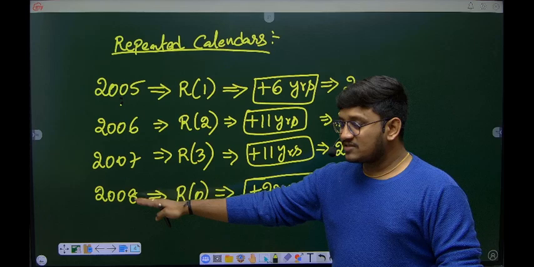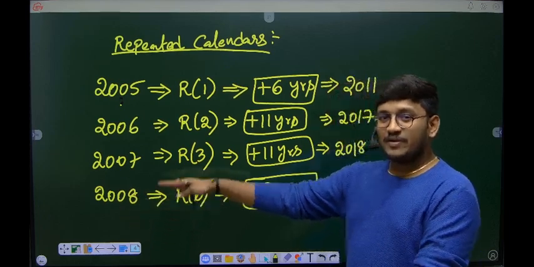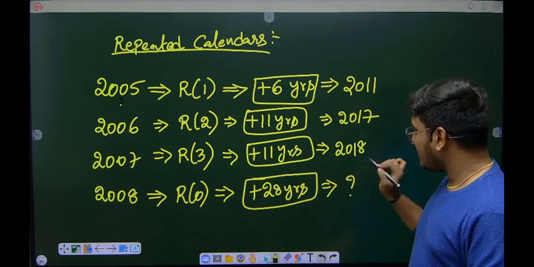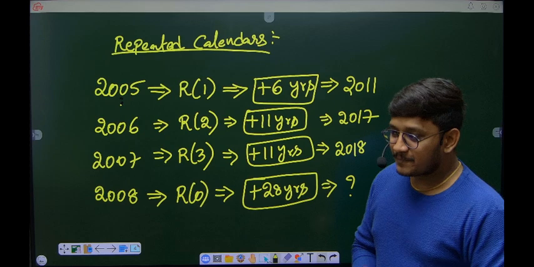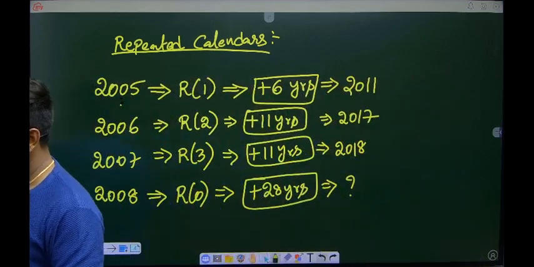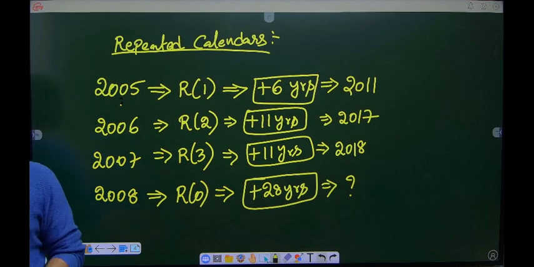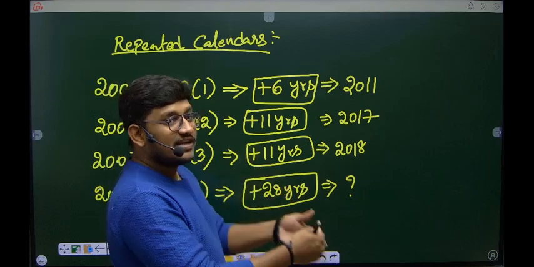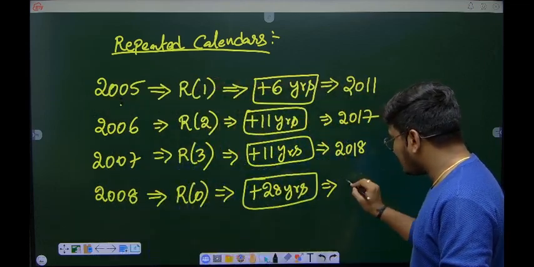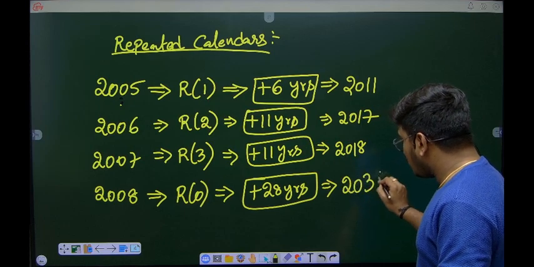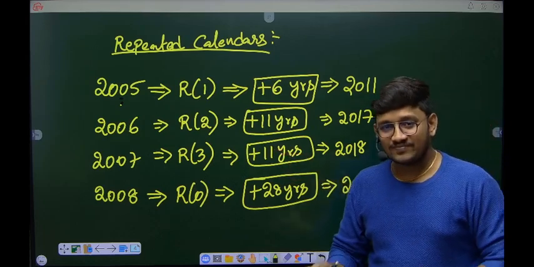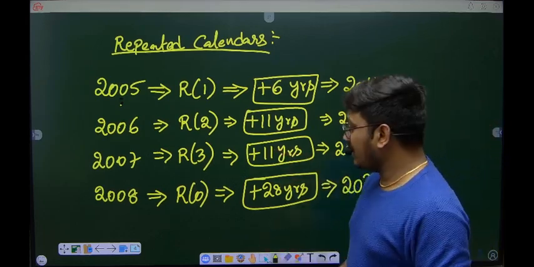Now, can you guess which year the 2008 calendar will be repeated? Post your answers in the chat box. Yes, very good. 2036, because after 28 years it will be repeated. If you want, you can cross check with some dates. 2008 and 2036 are both the same, so the same calendars will be repeated.